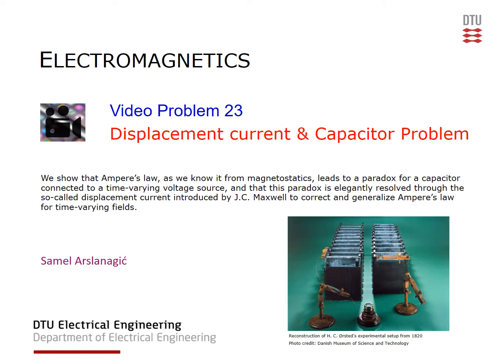So welcome to video problem 23, which is entitled Displacement Current and Capacitor Problem. In this problem we are going to show that Ampere's law, as we know it from magnetostatics, will lead to a paradox for a capacitor which is connected to a time-varying voltage source, and also that this paradox is elegantly resolved through the so-called displacement current introduced by Maxwell to correct and generalize Ampere's law for time-varying fields.